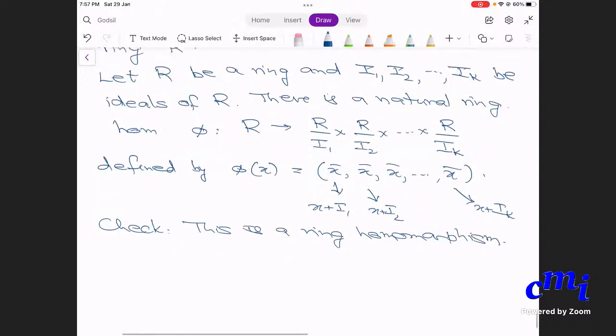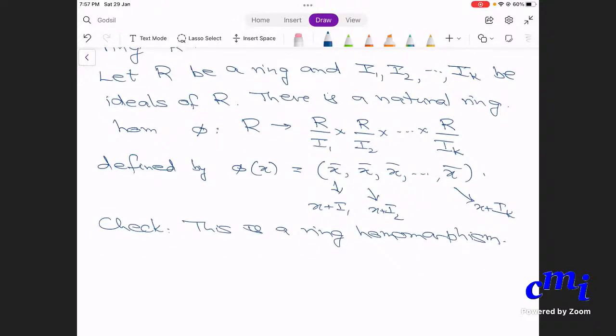Okay. And the Chinese remainder theorem can be stated in some 3 parts. Actually, only one part is the real Chinese remainder theorem. The other 2 parts are somewhat simple. So the first part, which is very easy, says the kernel of phi is the intersection of all these ideals. That's the first and easy part.